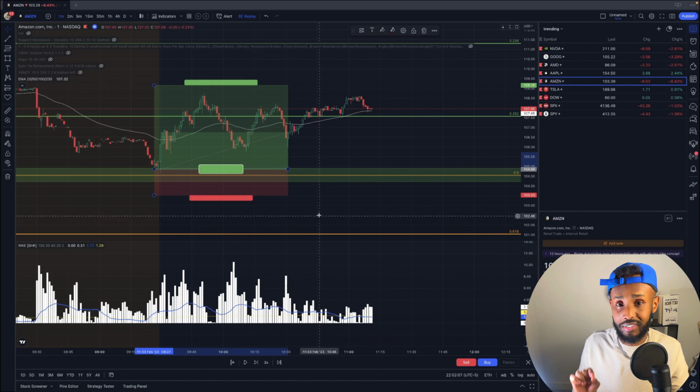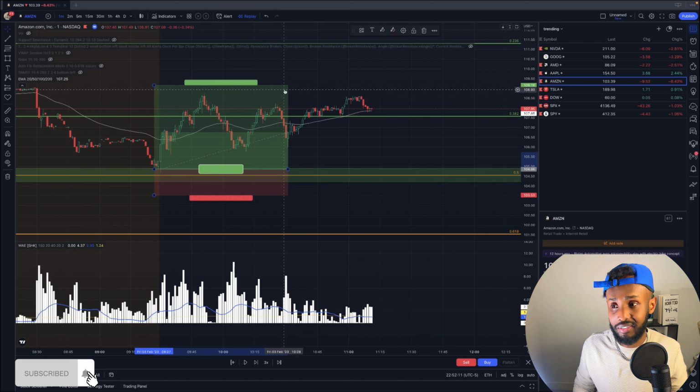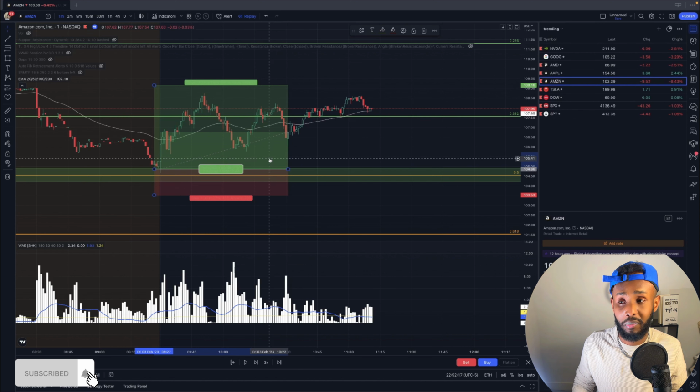and we make sure that we take care of risk management. Nothing is perfect, so make sure you have at least a 1 to 2 or a 1 to 3 risk to reward so you can be profitable in the long term.